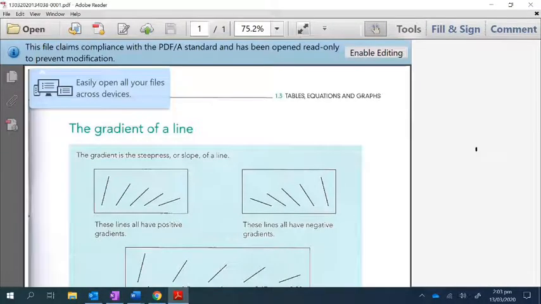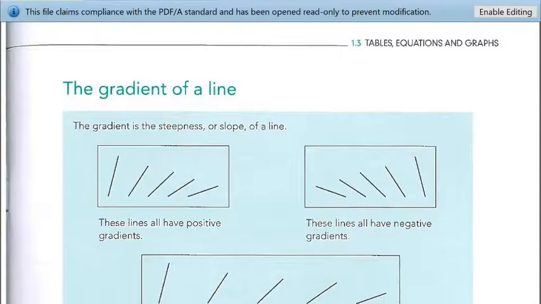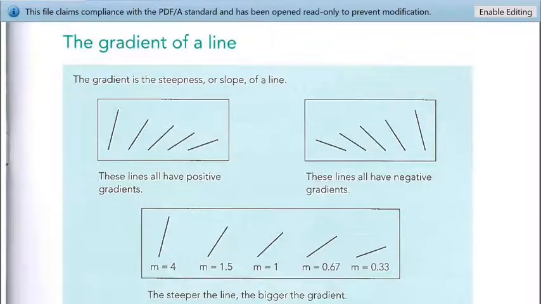So here we go. Talk about the gradient of a line. The gradient, as we talked about, is the steepness or slope of a line, okay? If you look at this first set of lines here, notice that they're all going up as you move, and you always look at it from left to right, just like you're reading words on a page. So these are all going up, which means their gradients or slopes will be positive. If you got a negative number answer there, you would be in trouble.